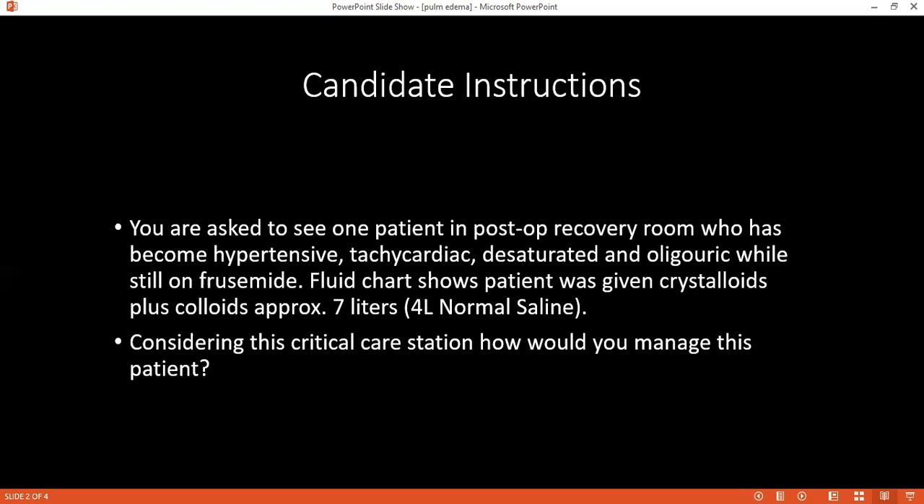Then I would like to keep the patient on high flow oxygen. In the meanwhile, I'll be calling for help, following which I'll start the patient on diuretics, probably IV furosemide. Then, as the patient is hypertensive and tachycardic, I would like to liaise with the ICU registrar, following which I'll request a chest X-ray, ABG, and electrolytes along with ECG.